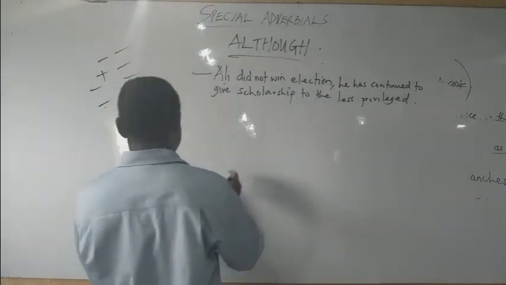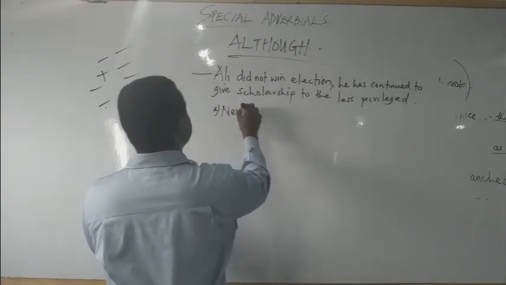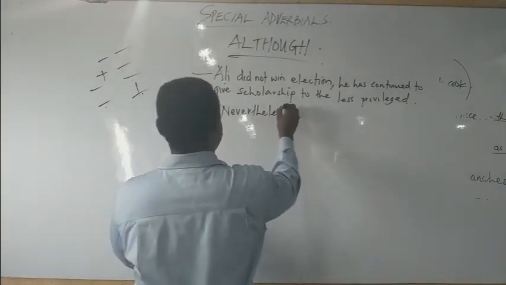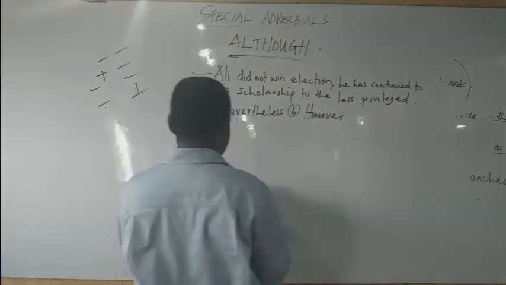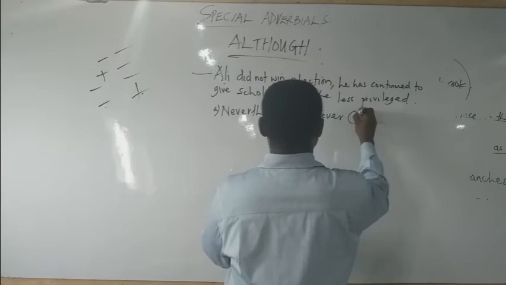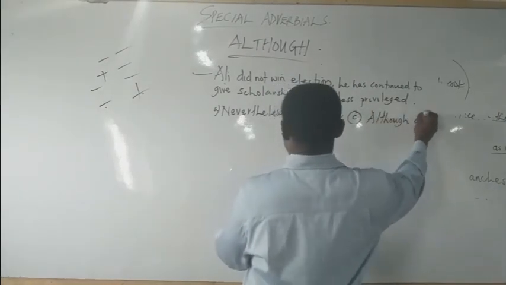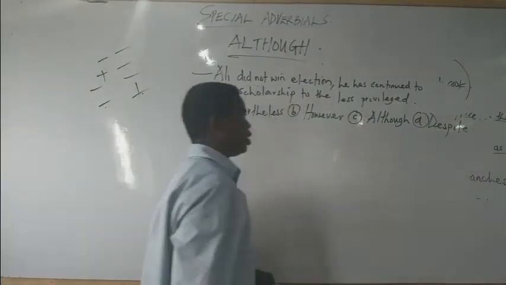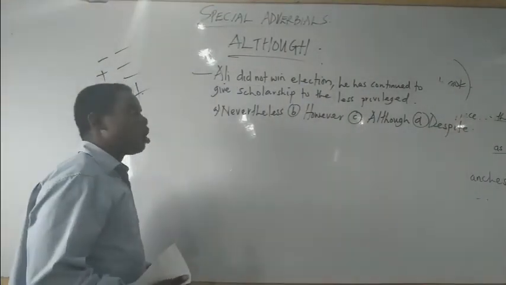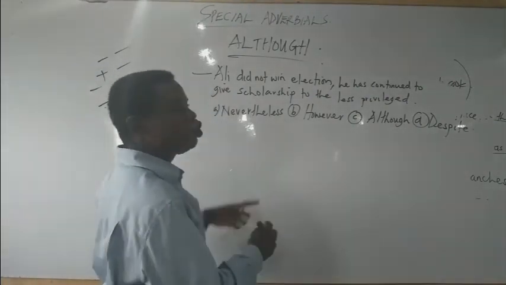Option A there, for that particular year, we have nevertheless. Option B, we have however. Option C, we have although. Then option D, we have despite. These are the options given that particular year. Nevertheless, however, although, despite, dash, Ali did not win the election.